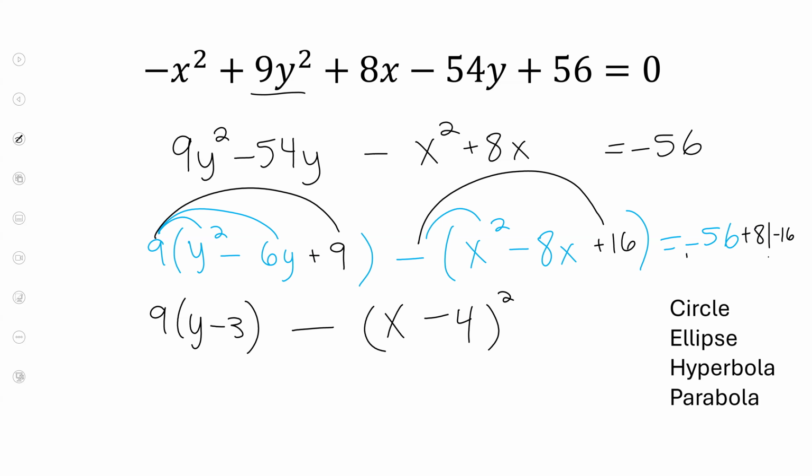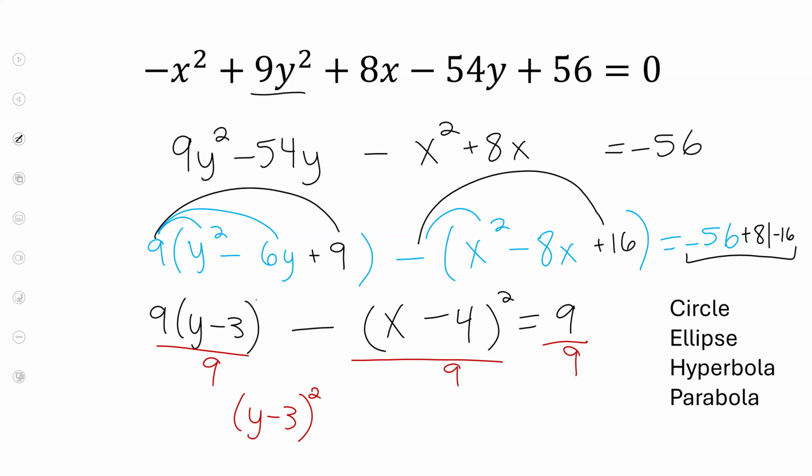So can you guys put this in your calculator? Let me know what that equals. 9, perfect. So what I'm going to do is divide all of these by 9. So I'm going to get y minus 3 squared minus x minus 4 squared over 9 equals 1. That is my formula.